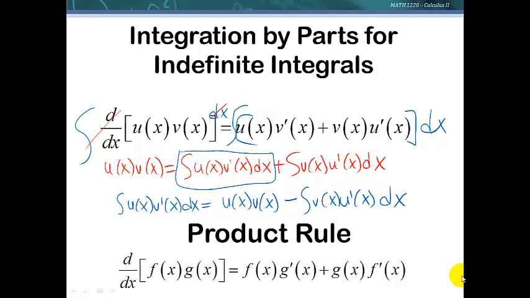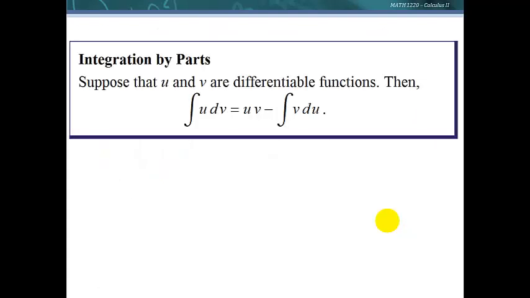And then just one more thing: v prime of x dx is dv, and u prime of x dx is du. So we could express this a little simpler, leaving the of x's off. That just signifies that they're functions of x. And here we have the integration by parts. Suppose u and v are differentiable functions, then the integral of u dv equals uv minus the integral of v du. And this is something we're going to want to memorize because we're going to utilize it a lot.